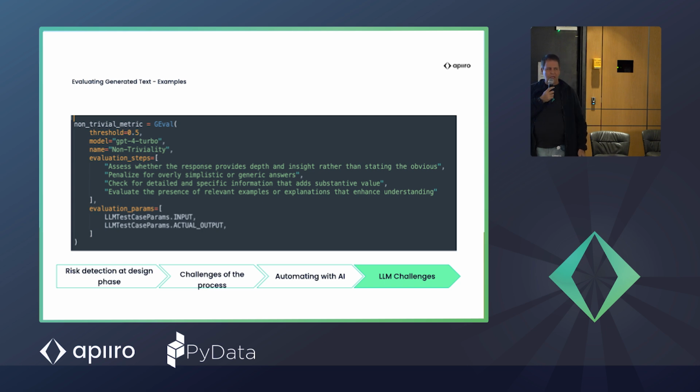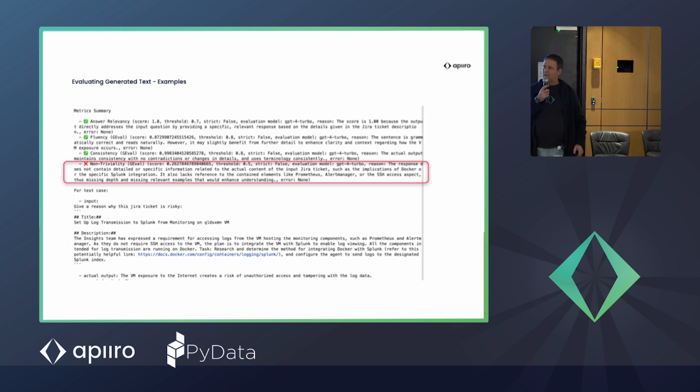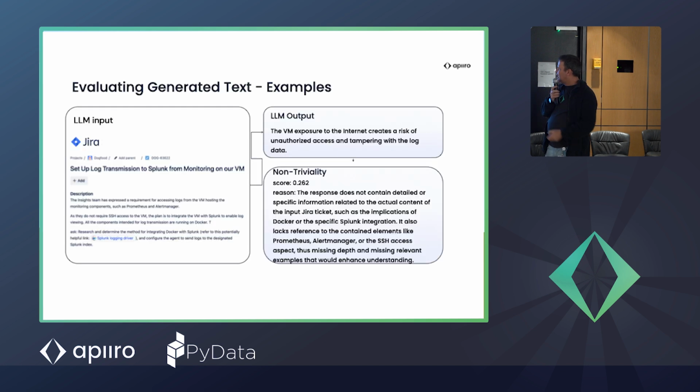And here you can see an example of the evaluated generated text. I'm not sure you can see, but there are 4 different metrics which I used. 3 of them passed, and only 1 of them didn't pass in this case, non-triviality. Now I'll deep dive into the one which didn't pass, so you can see it clearly.